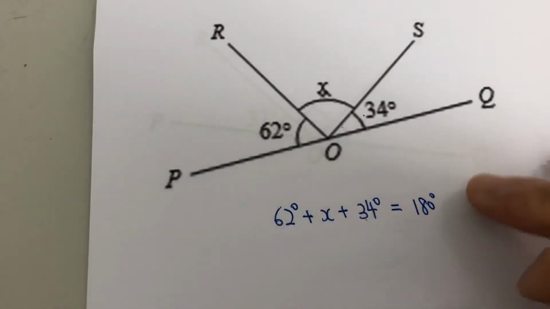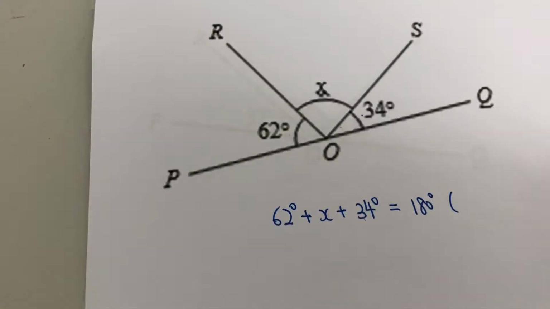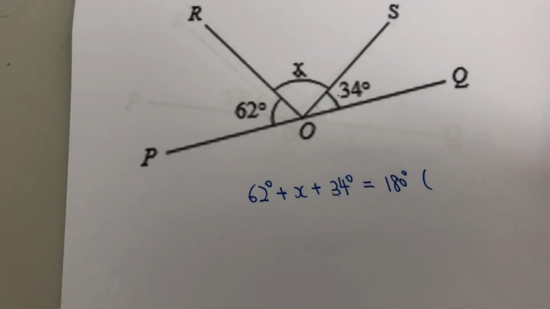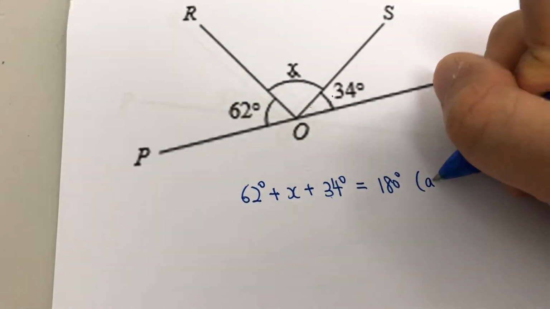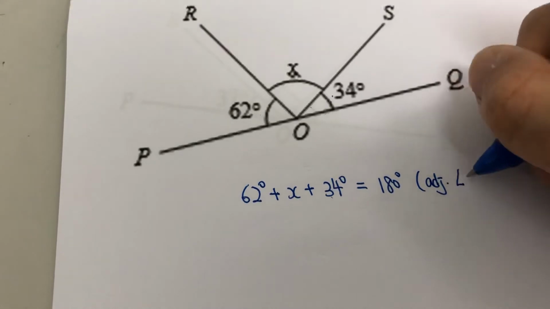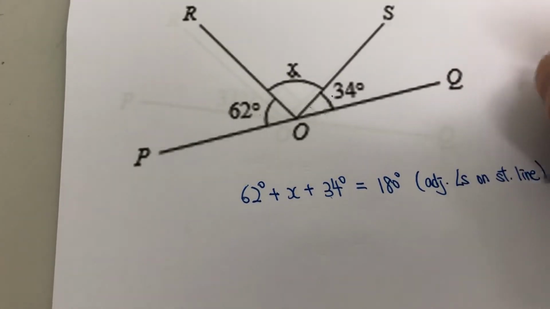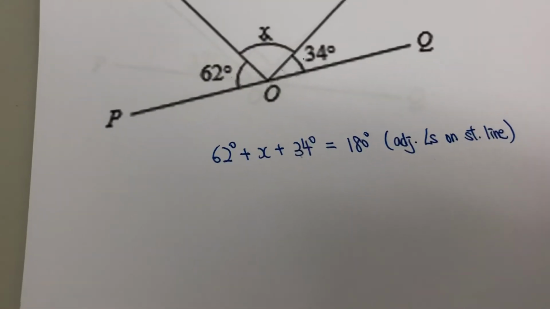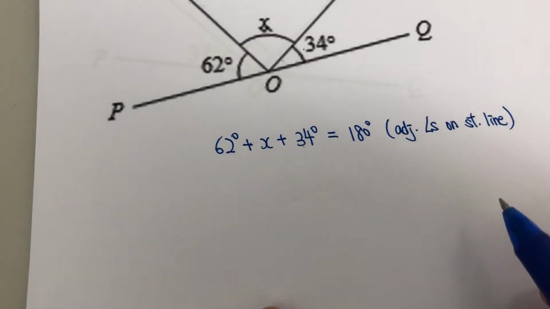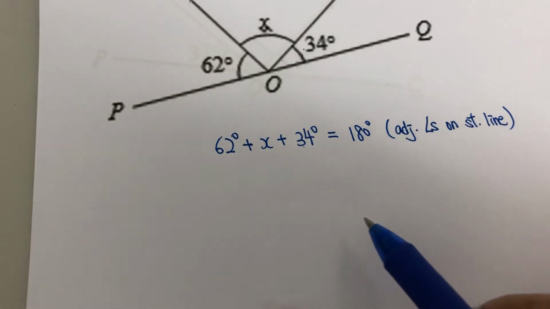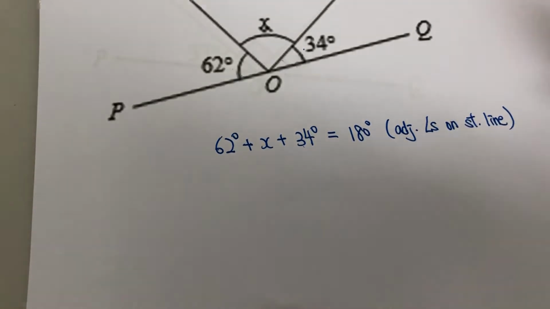Do you remember the reason? We also need to write down the reason, because not everyone understands this. You have to write down adjacent angles on straight line. Okay? And now, let's continue. What do we do next? We are looking for x. We want to know what is x.